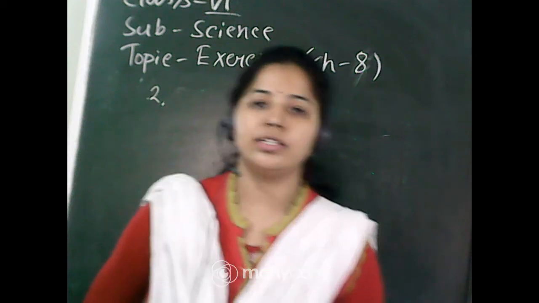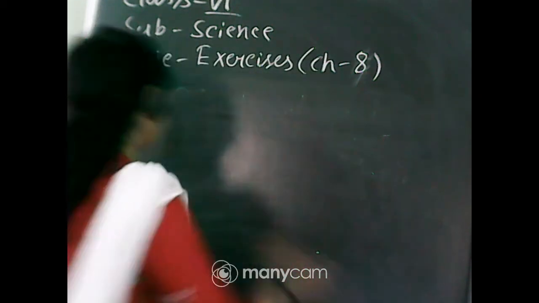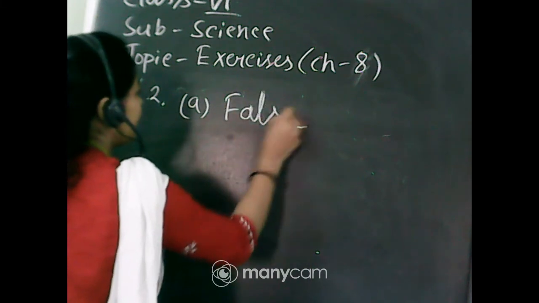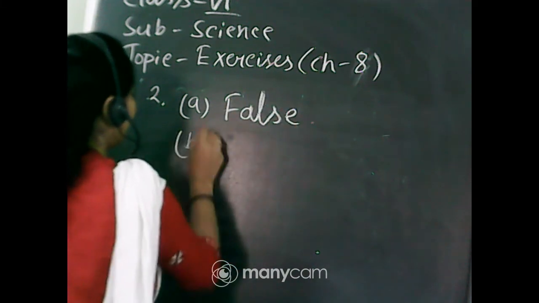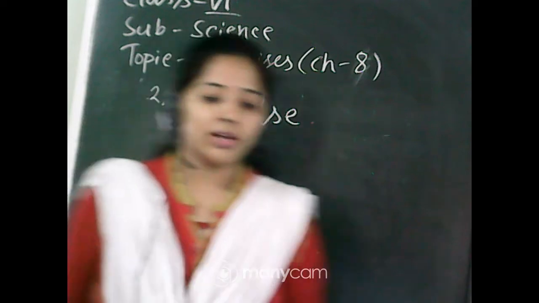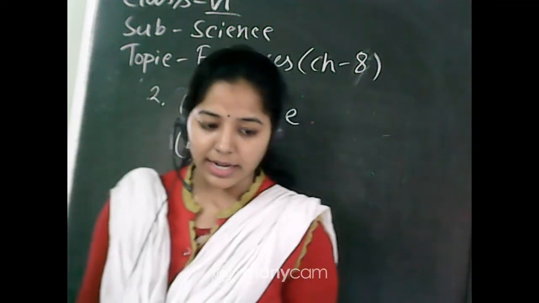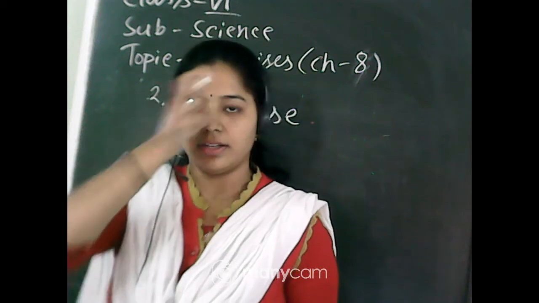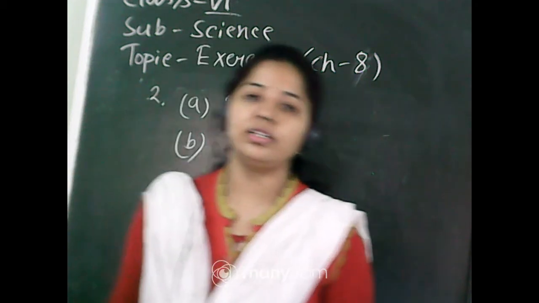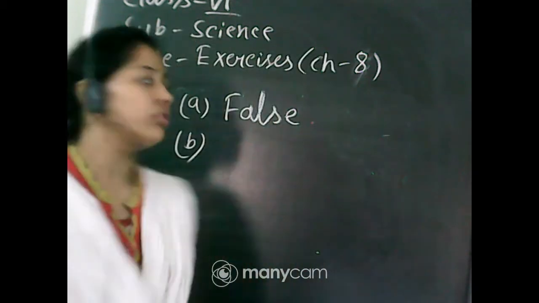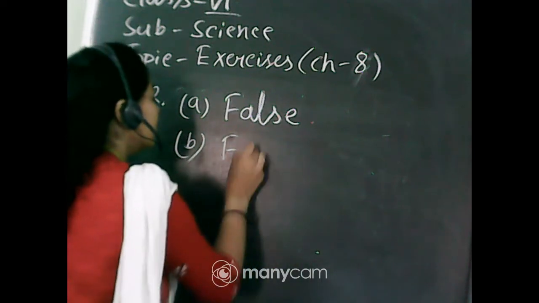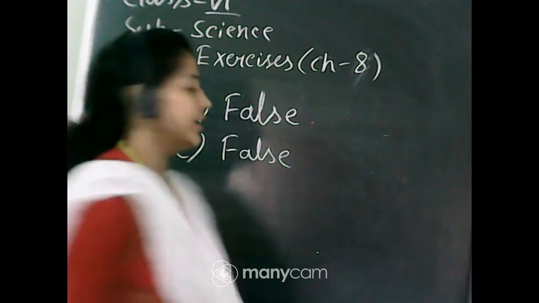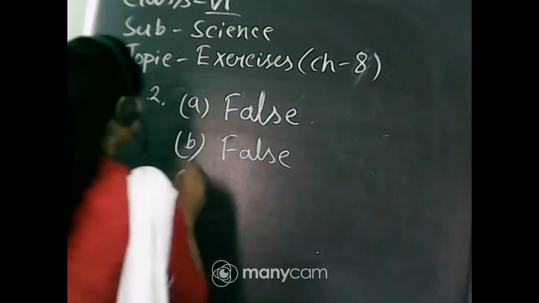I know this is false. So here the statement will be false, as we have learned that there are different types of movement in different types of animals. Now comes to the second question: cartilage is harder than bones. It is also false, as we know cartilage is softer than bones and bones are harder than cartilage. So this will also be false.